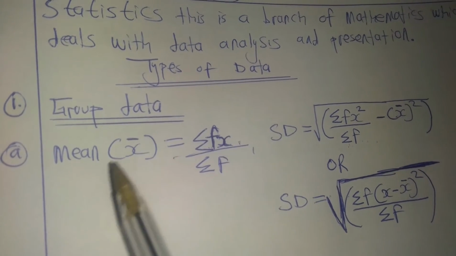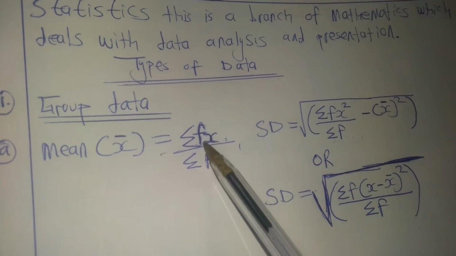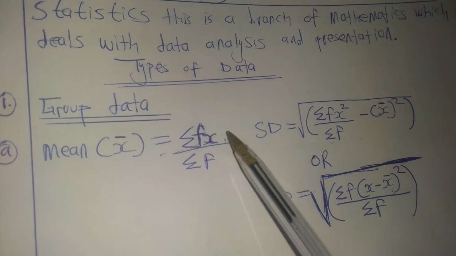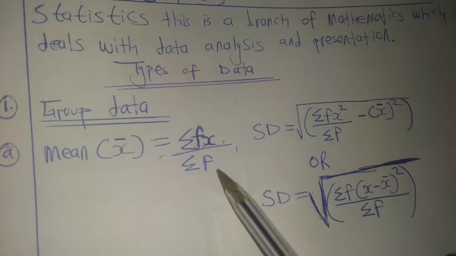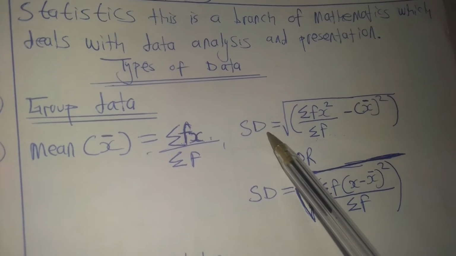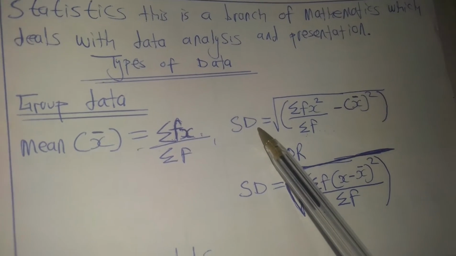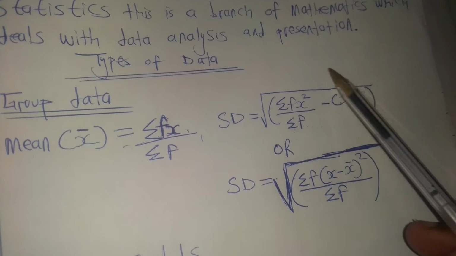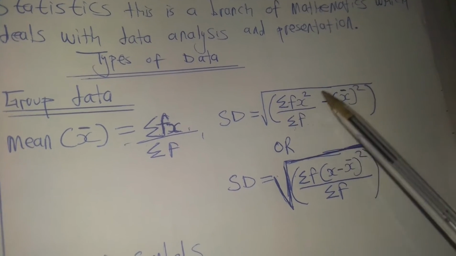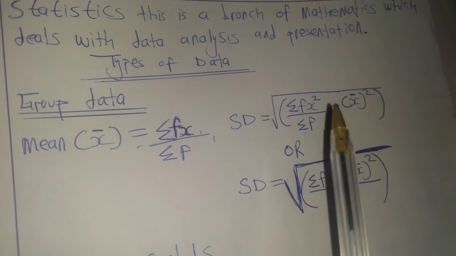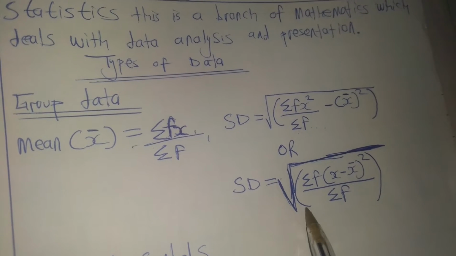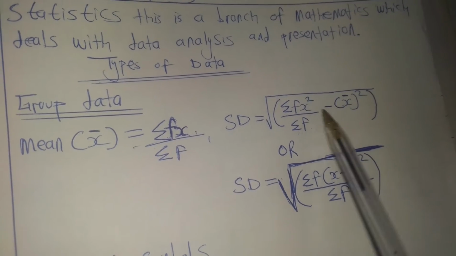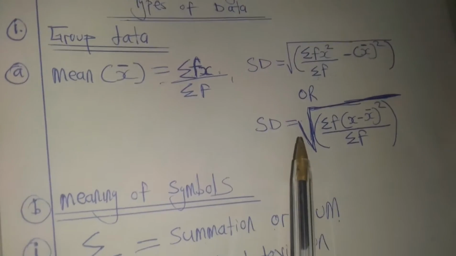For grouped data, we have the mean. The mean is given by summation fx over summation frequency. SD represents standard deviation. This is the formula, the first formula, the one that we'll be using. It's the easy one to use. You can also use the other, but in this video we focus on the first formula.